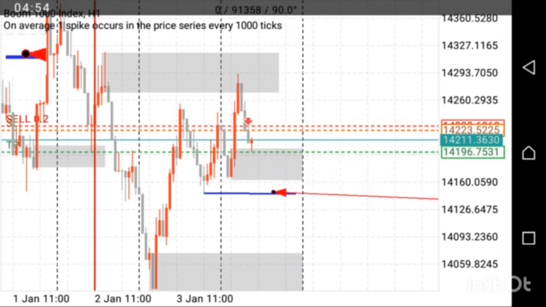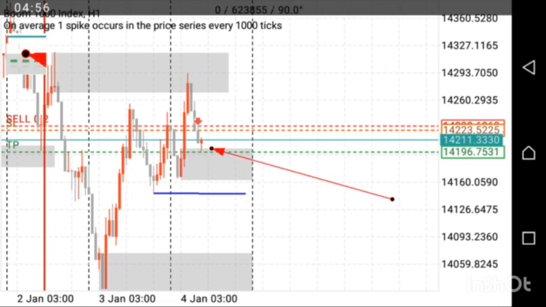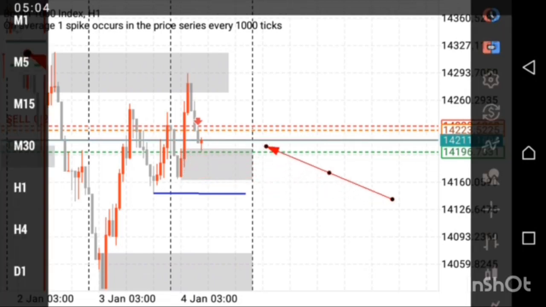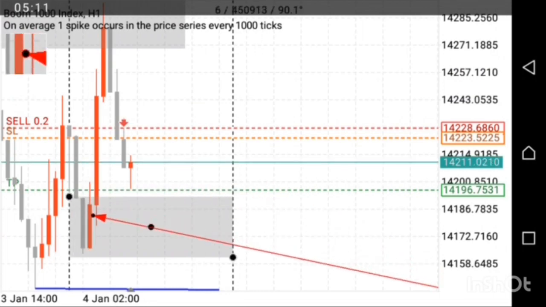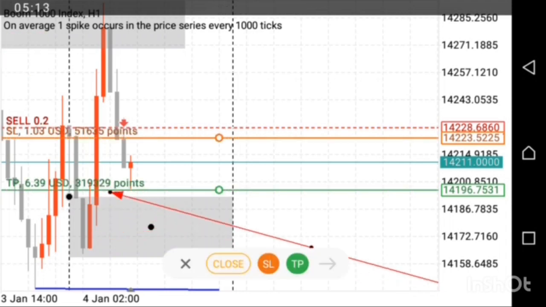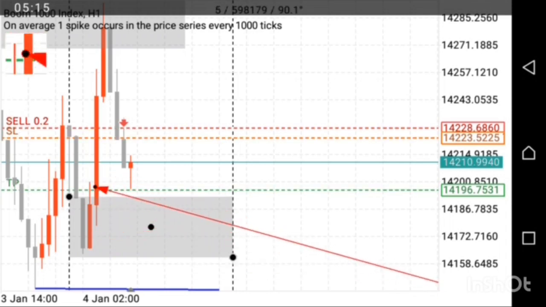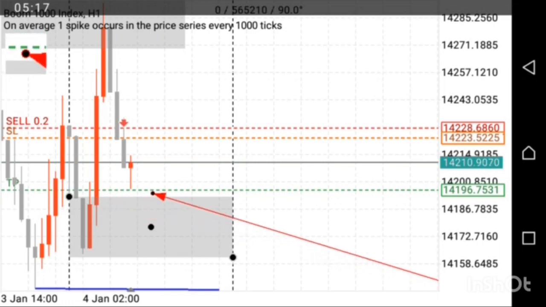So now the market already tapped into our demand zone. The market is going to start buying up. That's why I set my quick profit just below. I was using this last bearish candle initially, but the market came and tapped into this last bullish candle and spiked up.